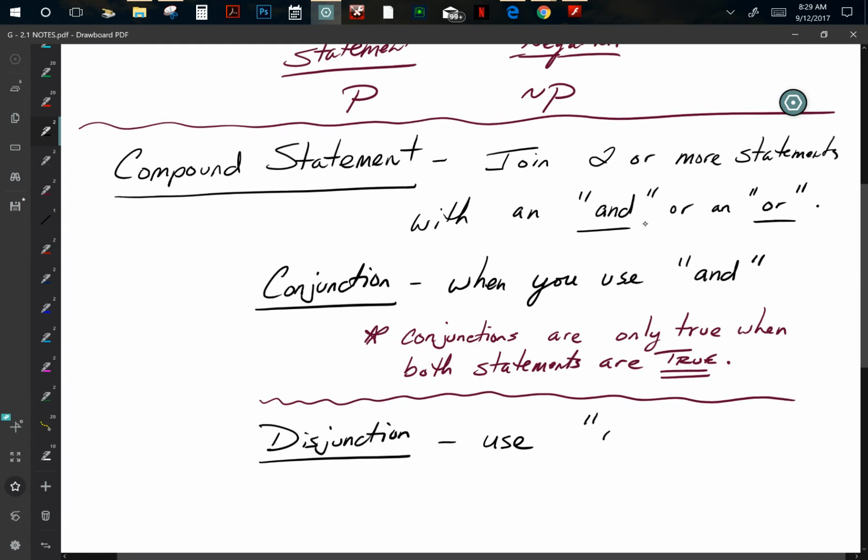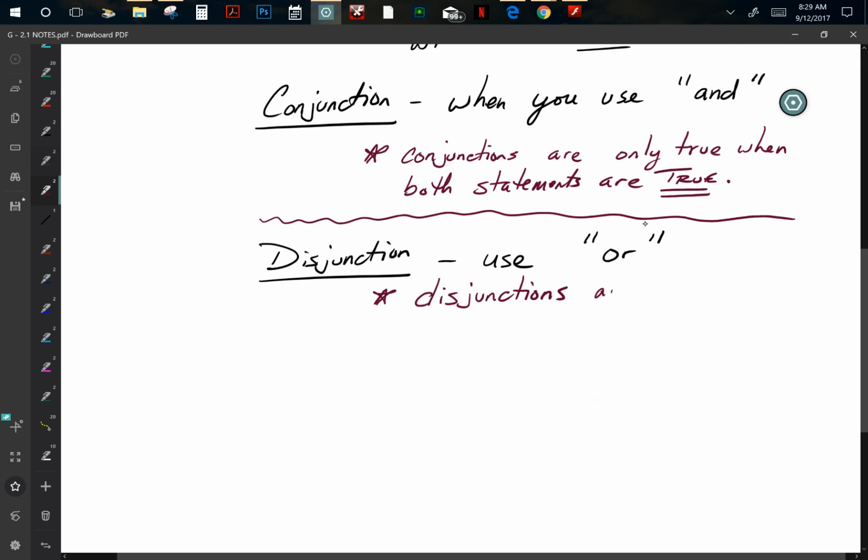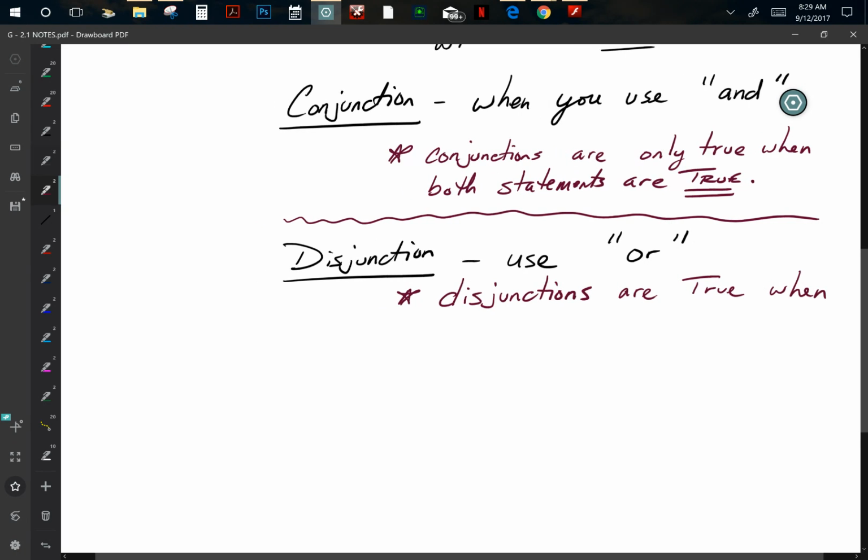What do you think disjunctions use? Or. Disjunctions are true when either or both statements are true.